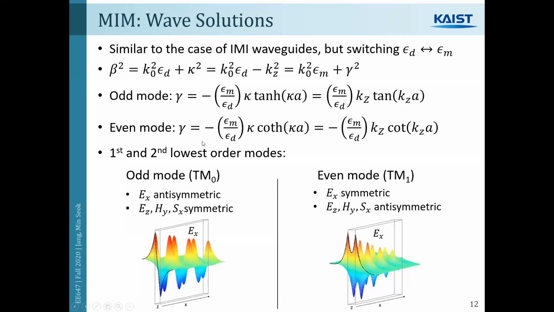Anyway, similar to the IMI waveguide, you have two lowest order modes. The lowest order mode is what is called the TM0 mode, and the second lowest mode is the TM1 mode. The reason these are TM, transverse magnetic, is that plasmons exist only for transverse magnetic polarizations.